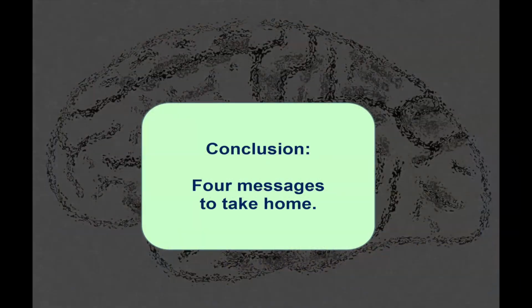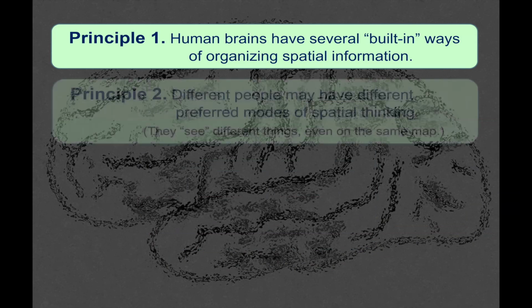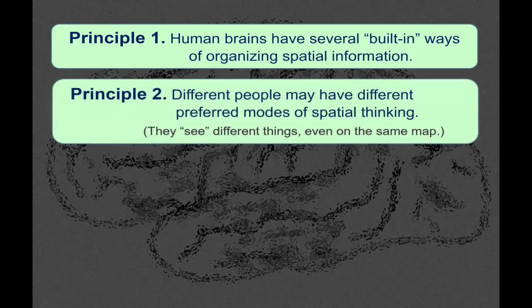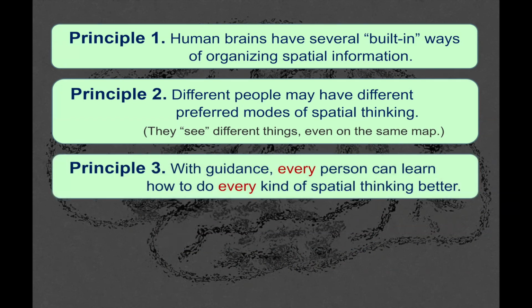So there's 4 messages for you to take home. Number 1, human brains do have built-in ways of organizing information, and we now know that they've got at least 8 different ways of organizing spatial information on the things you see on a map. Different people may actually prefer different modes of thinking, and therefore they're likely to see different things even when they look at the same map, unless you really know how to ask the question to push everybody to see the same thing. With guidance, however, everybody can learn how to do every kind of spatial thinking better.